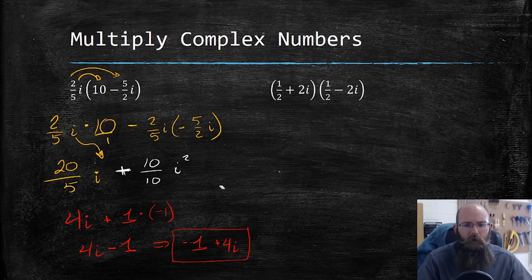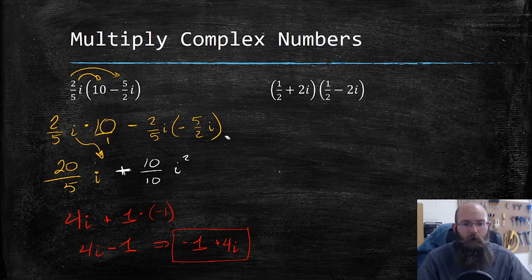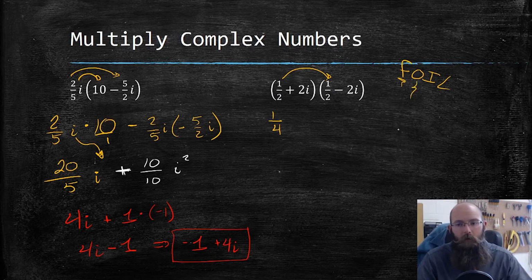Let's move on, folks. Let's do the next one. And this one is more involved. We're going to have to actually FOIL. Ooh, not erase. I want to be writing. Okay. So FOIL stands for first, outer, inner, and last. So my first terms right here. So 1/2 times 1/2 gets me, multiplying the numerators, multiplying the denominators, 1/4. Then my outer terms of 1/2 and the -2i. So that gets me -2 over 2, which is just -1, -1i.